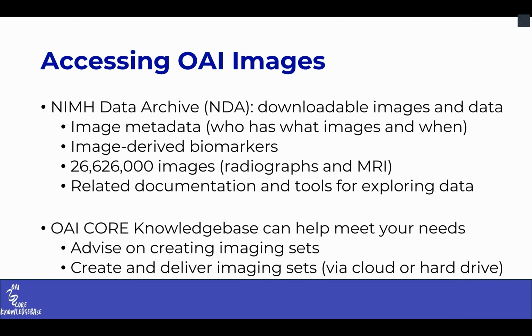To access the OAI images, you can go to the NDA website to download images and data. The data can include things like image metadata, for example, who has which images and when. You can also download image-derived biomarkers, such as the quantitative joint space width measurements or quantitative articular cartilage thickness. You can also go to the NDA website to download the raw images or the related documentation and tools for exploring the data. The OAI Core Knowledge Base can help you when you need assistance on creating imaging sets, and we can also help create and deliver imaging sets via cloud or hard drives.